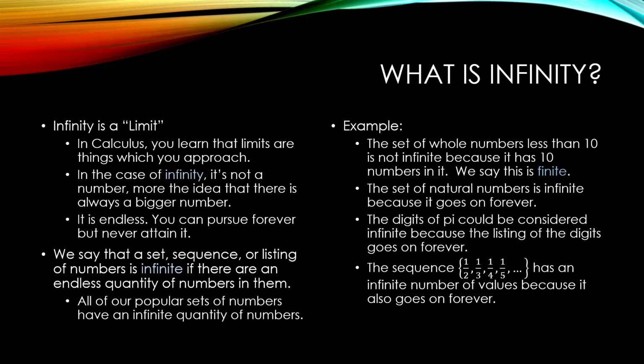The set of natural numbers is infinite because it goes on forever. The digits of pi could be considered infinite because the listing of digits goes on forever. The sequence 1/2, 1/3, and on has an infinite number of values because it also goes on forever.